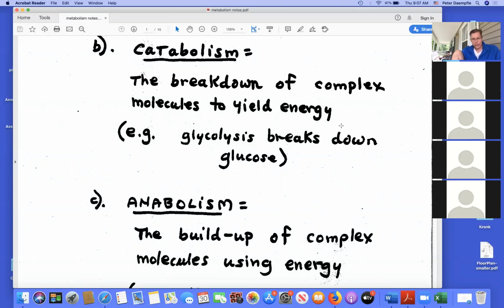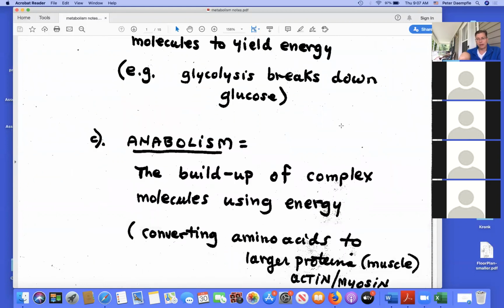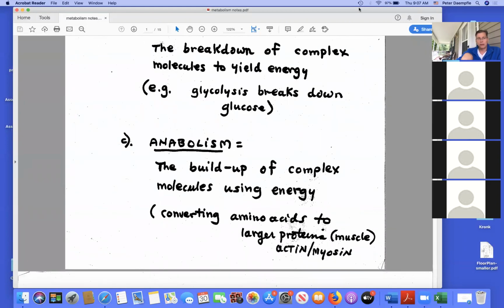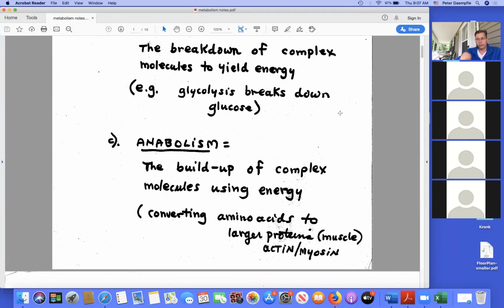All right, so that's catabolism. We're going to talk a lot about catabolism. Something that's often not brought up with metabolism is the anabolism part. That's the buildup of complex molecules. Excuse me, not to yield energy. Sorry about that. The buildup of complex molecules using energy. You have to put in energy to build something up.